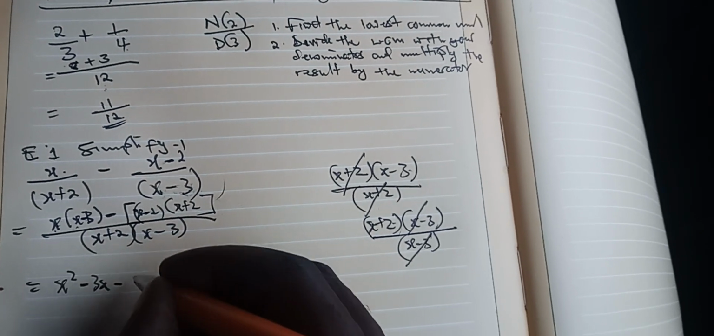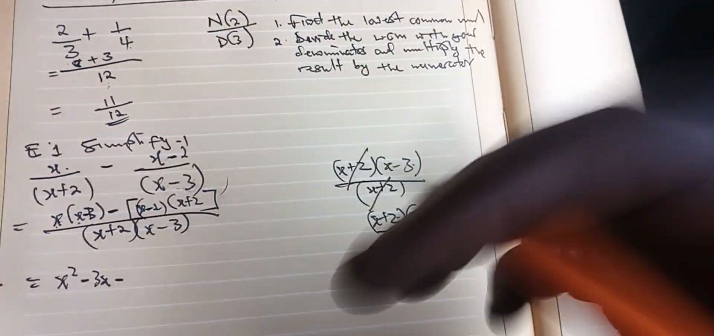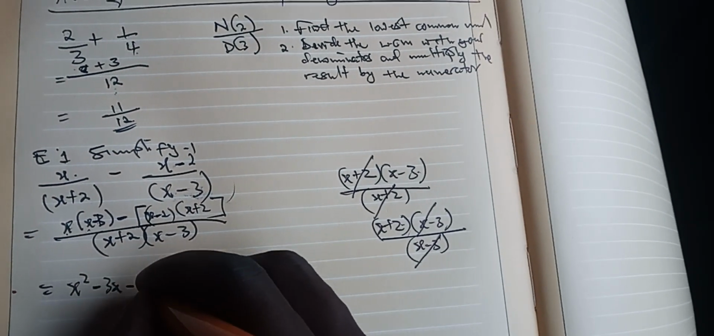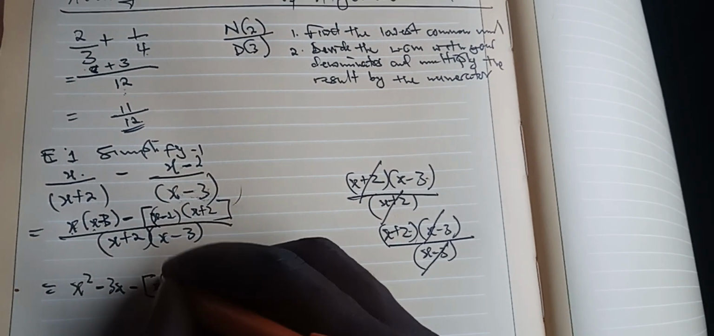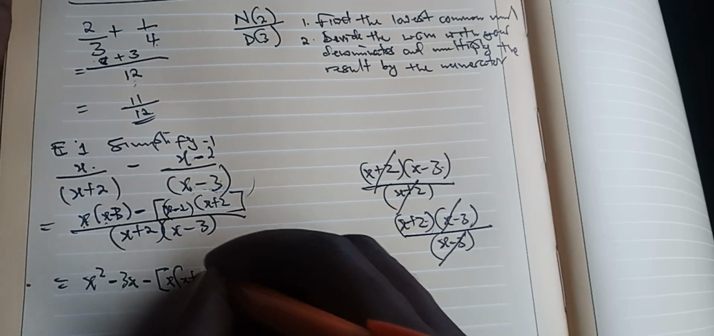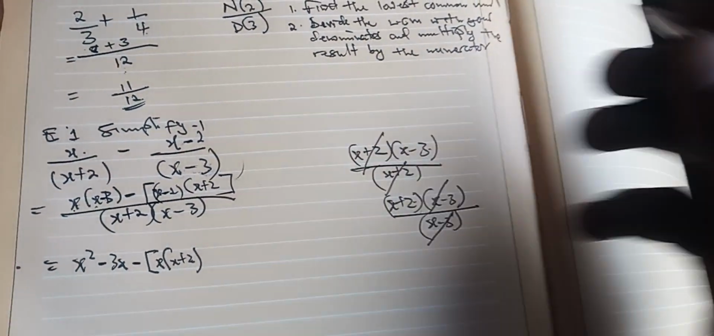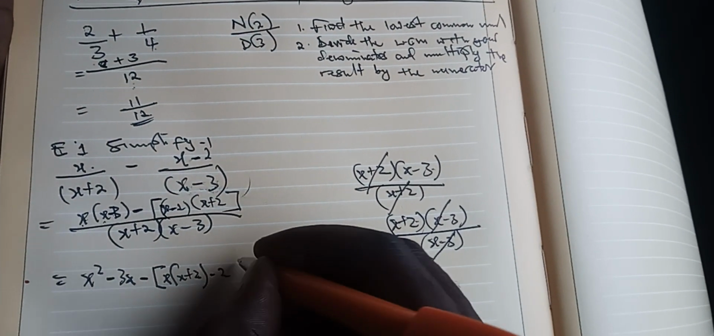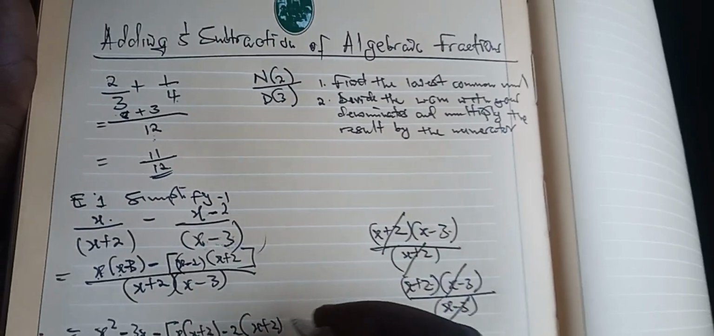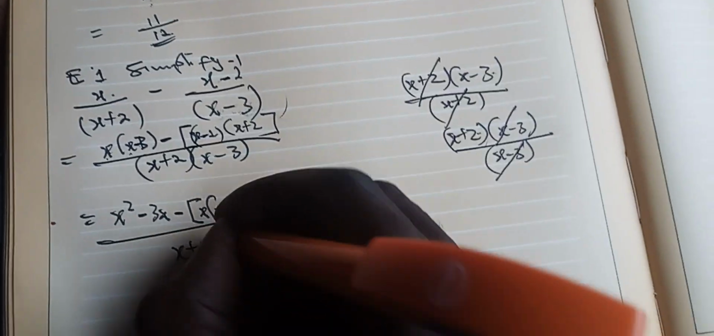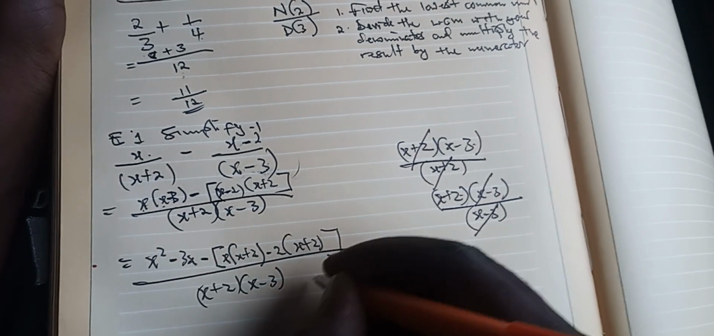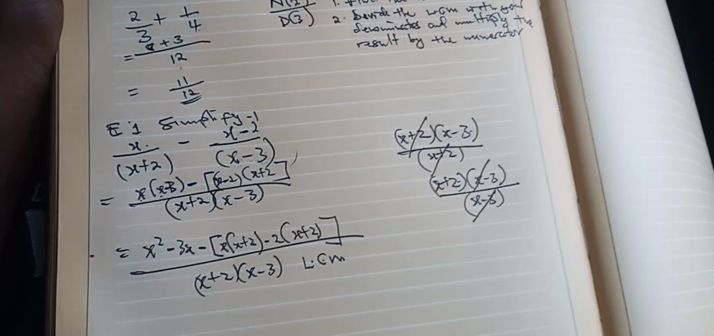And then this negative, for the meantime, we just hold it like that so that we simplify the inside bracket further. So here we are going to have x and then open bracket, x plus 2. This is a simple concept of expanding the bracket. Minus 2, x plus 2. We close the big bracket over x plus 2, x minus 3. Our lowest common multiple will remain the same.